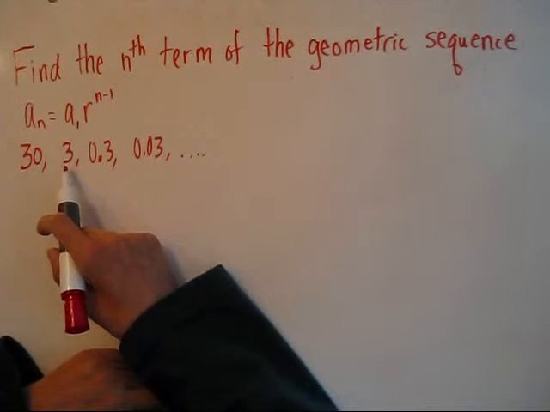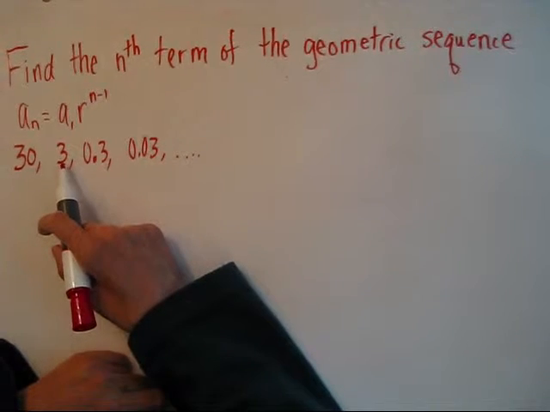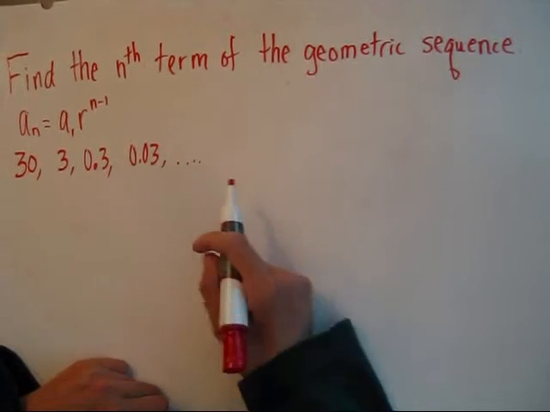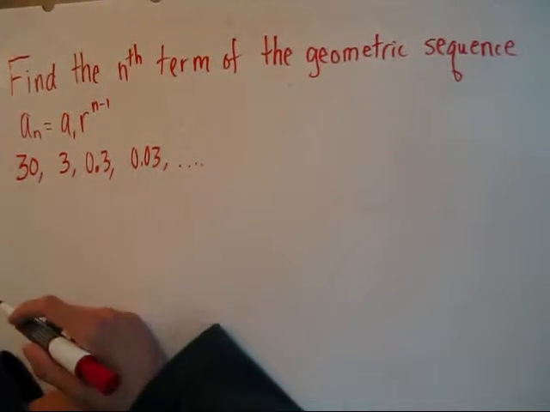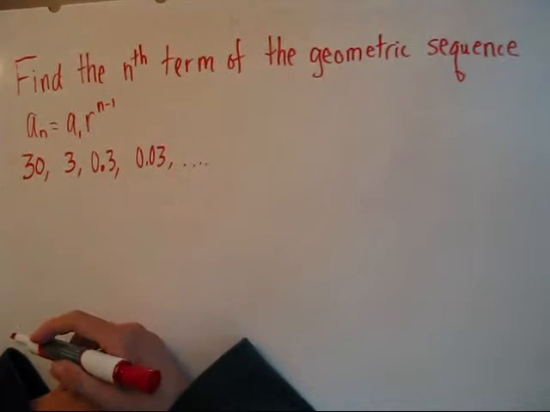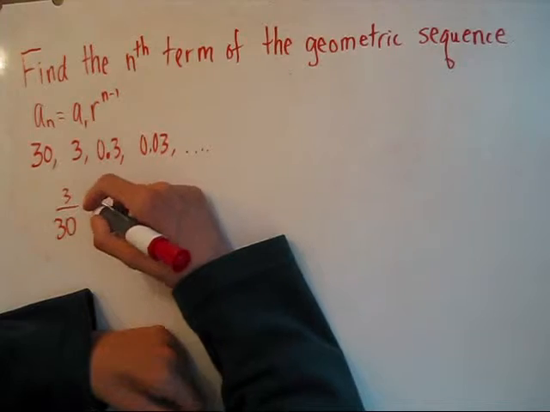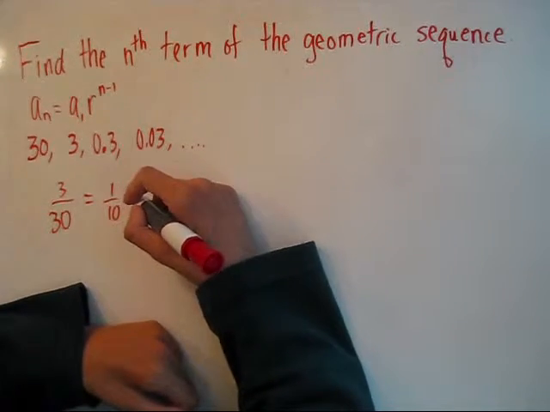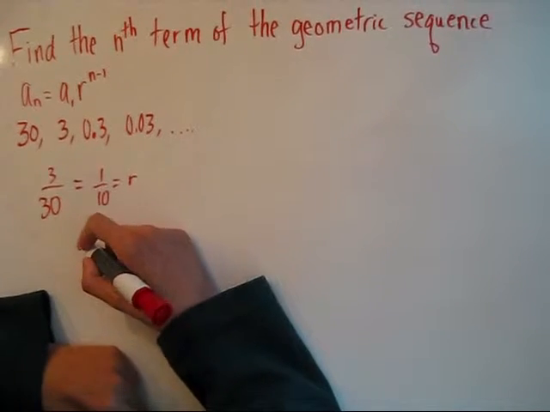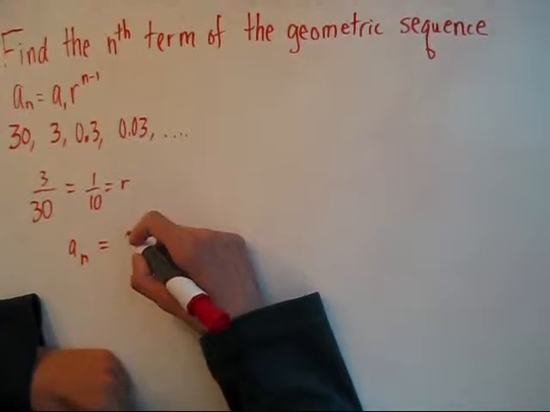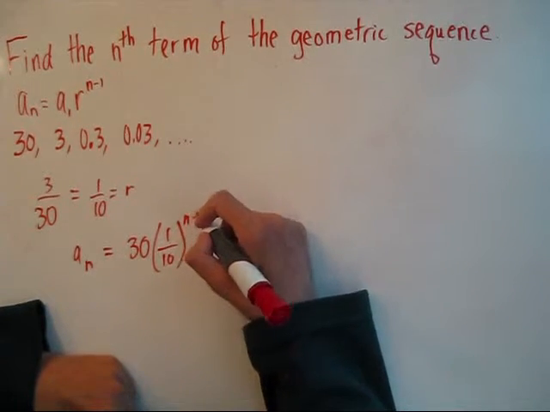So 30 times what is 3? It's 30 times 1/10. 3 times 1/10 gives you 0.3. So that's one way to look at it. Another is to take 3 over 30, you get 1/10. 0.3 over 3, you get 1/10. So let's do that. Let's take 3 over 30 and we get 1/10. So that is our r. So our general formula is going to be a sub n equals 30 times 1/10 to the n minus 1.